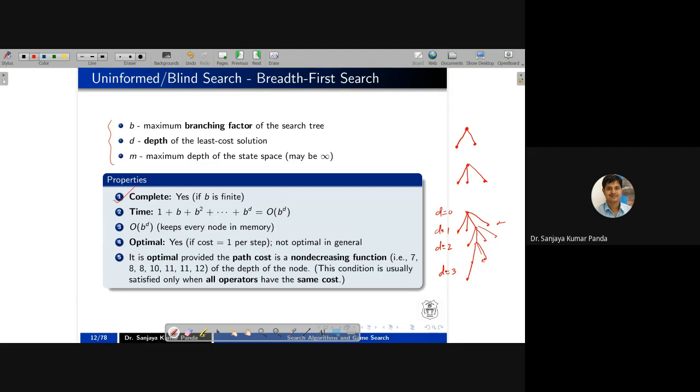If b is infinite, you will not get it. Suppose the branching factor is infinite, then your search will never end. You will not find the searching element, you will not find your goal node.